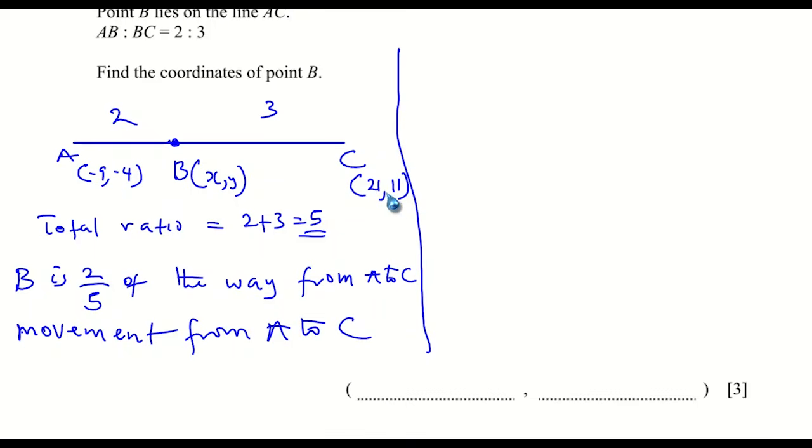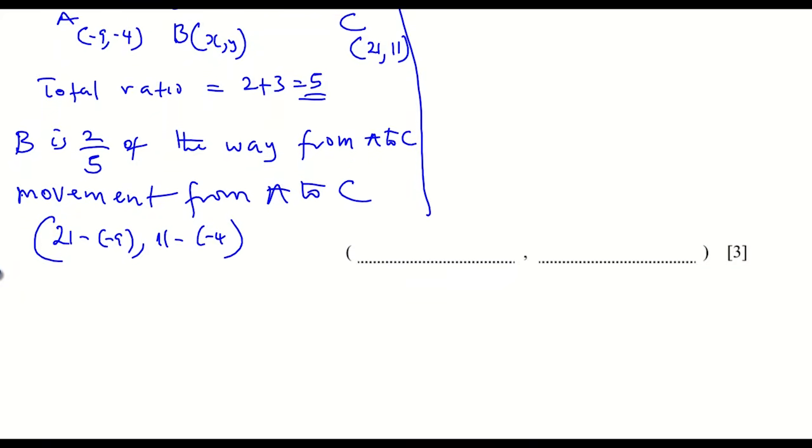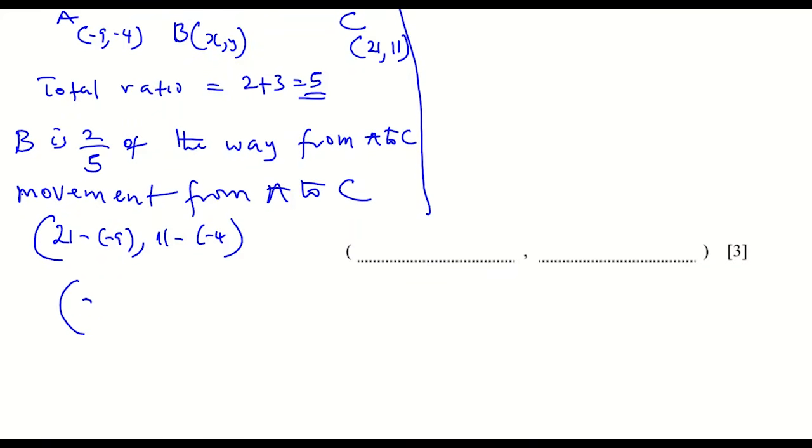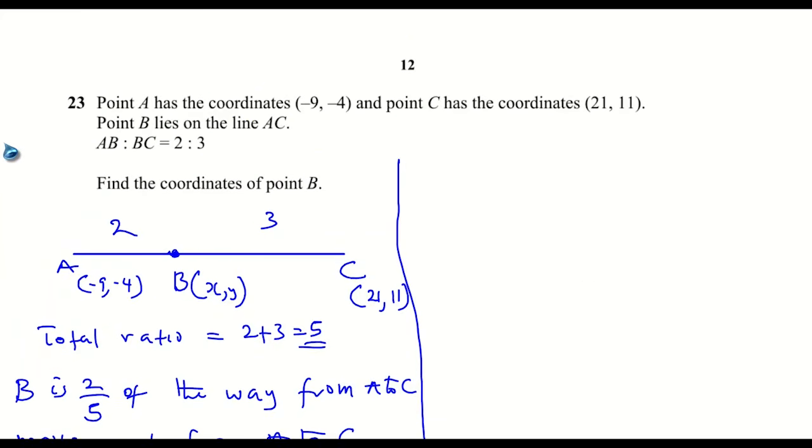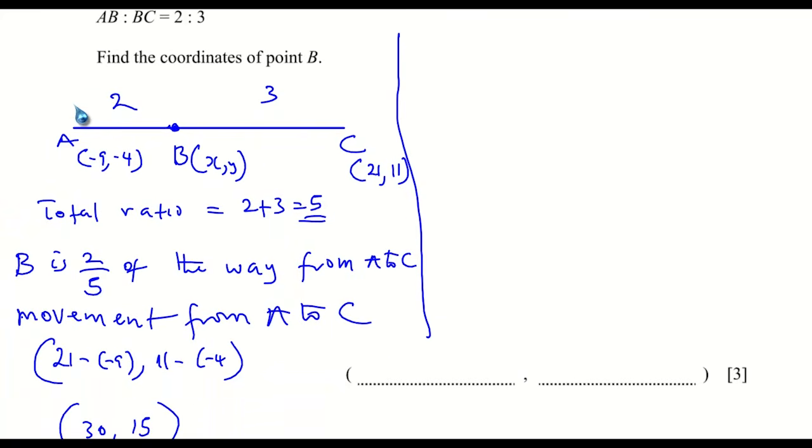So we are going to subtract this one here, 21 minus negative 9, that will give us the x coordinate. So it will be 21 minus negative 9, comma, then we'll do 11 minus negative 4. So that will be the movement from A to C, and this will give us 30, 15. So this is the movement from A to C. Now we need to get the movement from A to B, that is from here to here.